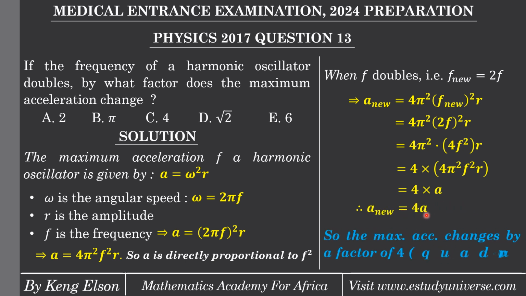So in conclusion, the maximum acceleration will change by a factor of 4. That is, it is going to quadruple. And if you look at the options, the correct answer is option C.